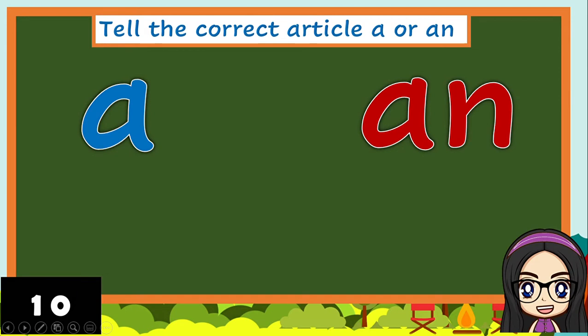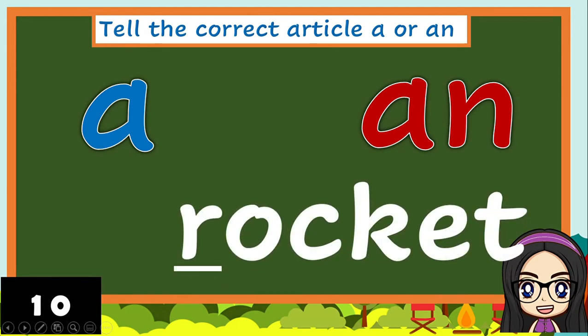Next word, rocket. So again, first thing to do is to determine whether R is a vowel or a consonant. So now, what article are we going to use? A or N? Comment your answer.